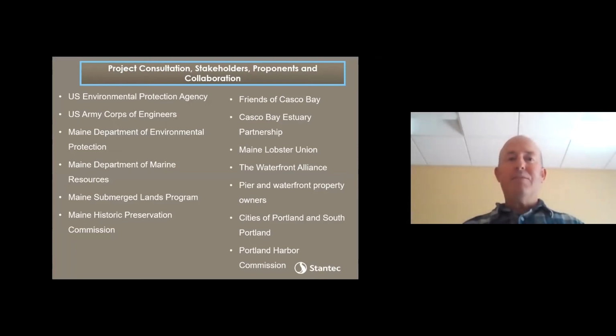I'll start off mentioning it was very much a collaborative effort. I consider this sort of a public works project. We were working for both the Harbor Commission and the cities of Portland and South Portland, but very closely with all the regulatory agencies: EPA, Army Corps, Maine DEP, DMR, Submerged Lands Program, Historical Preservation Commission. This is a unique project, and especially being a dredge project that had wide community support from environmental groups, including the Friends of Casco Bay Estuary Partnership. The local lobstering and fishing industry was on board, as well as groups like the Waterfront Alliance. And we have all our peers and waterfront and marina owners that the project will benefit.